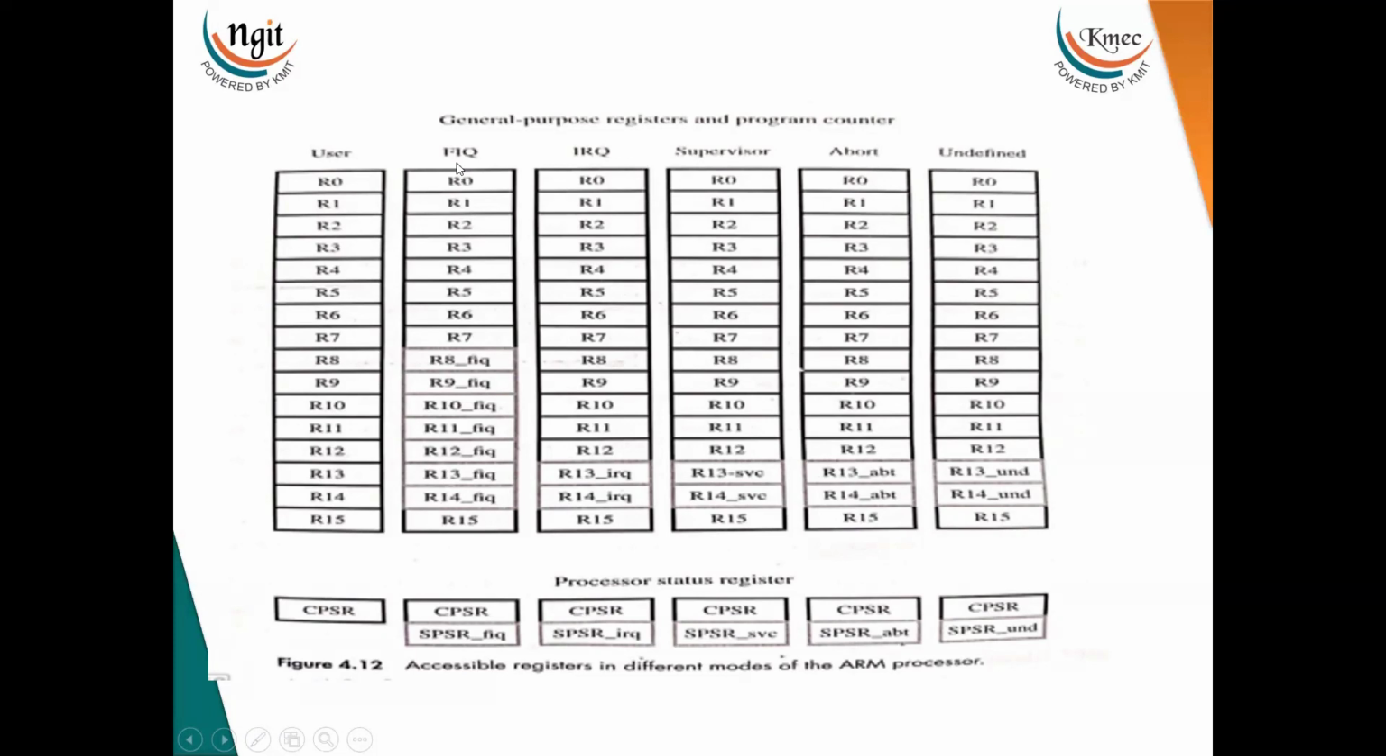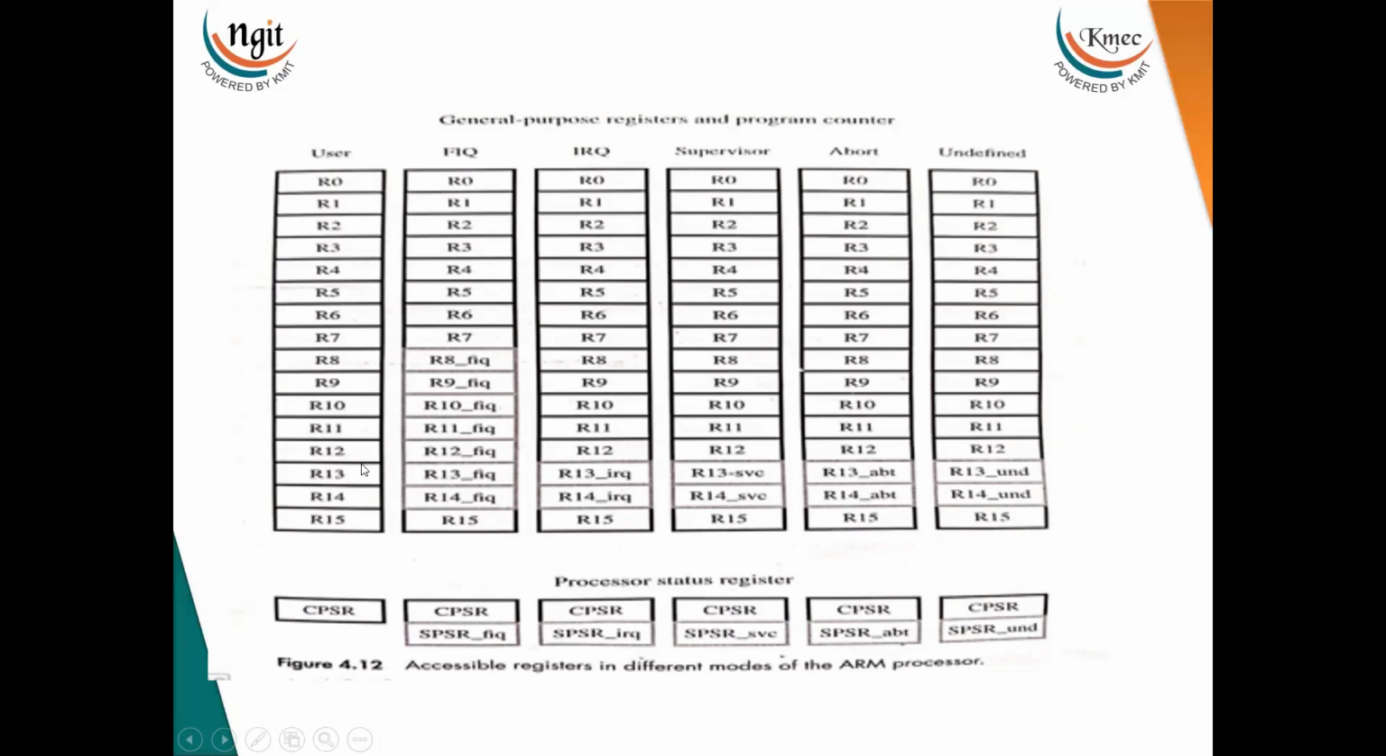For example, if an IO device is sending the FIQ interrupt, then the processor will switch to the FIQ mode. Then this R15 value is stored onto the R14_FIQ register, and R15 will be replaced. R15 will store the starting address of the ISR of FIQ, and it will execute the ISR program. After that, the CPSR, the status register content, will be stored onto the SPSR. SPSR is nothing but the saved process status register.